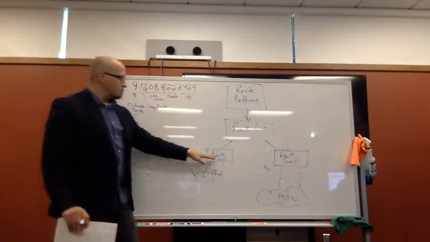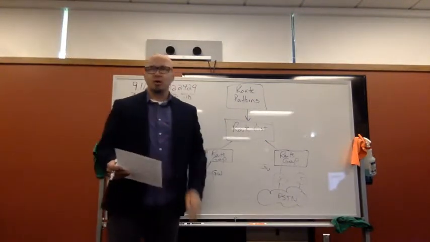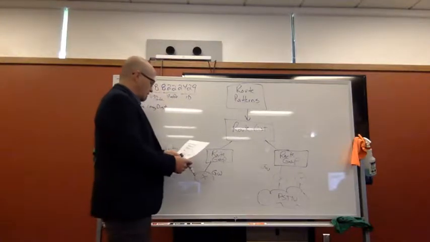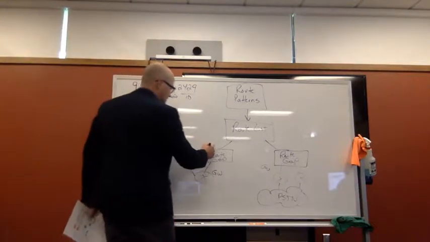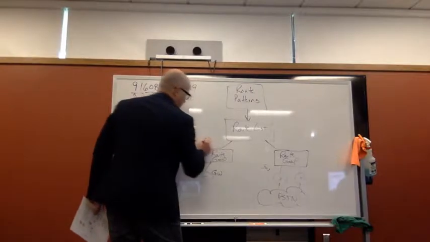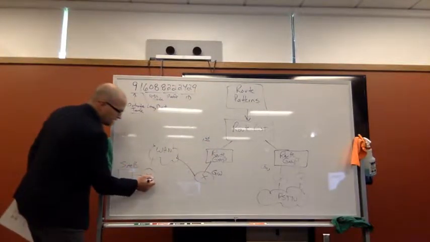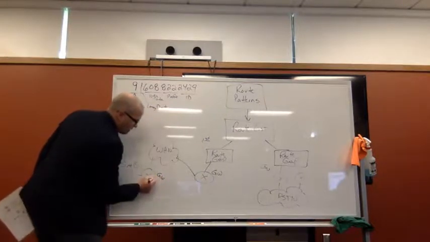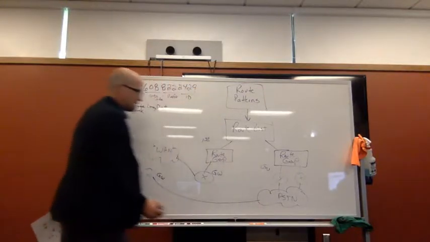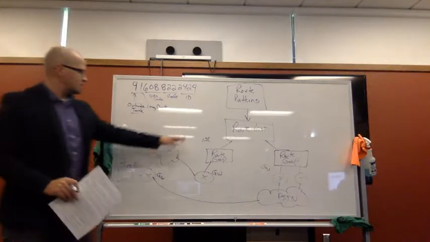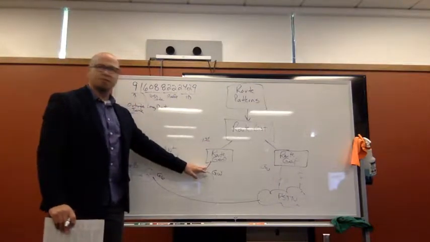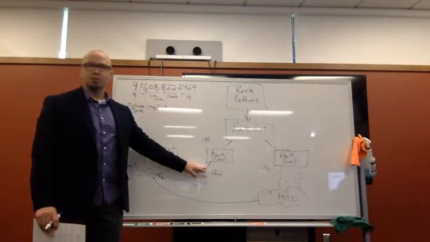You can also use different route groups and give priority. So you can say that our first choice is going to be use this connection to get over here to site B. But site B's gateway also has a connection to the PSTN. So what happens if this first route group, this gateway device, is down or inaccessible?